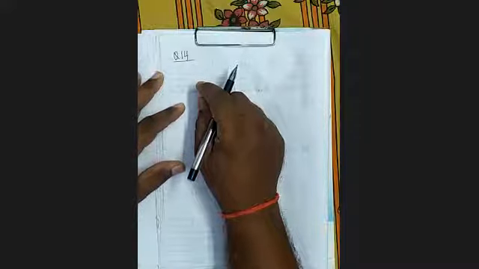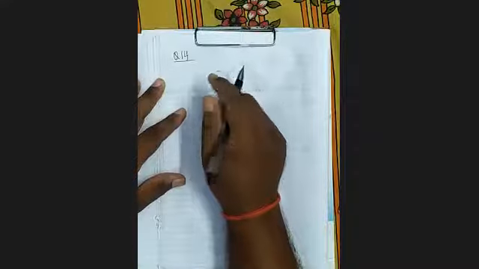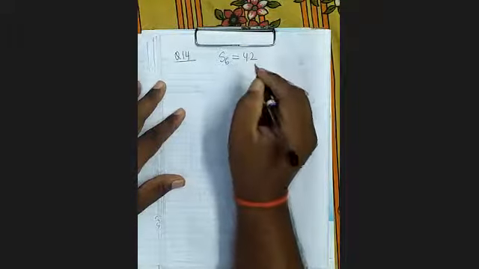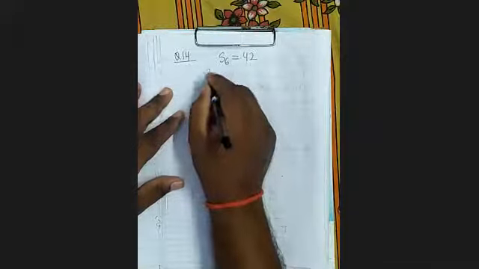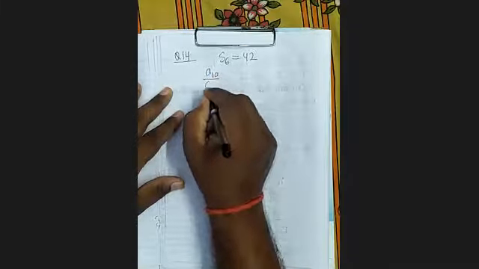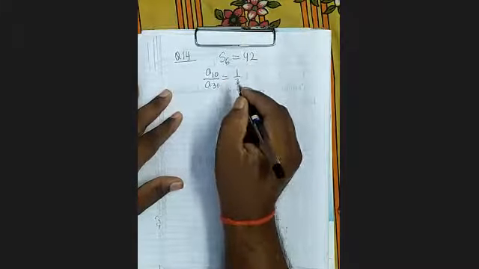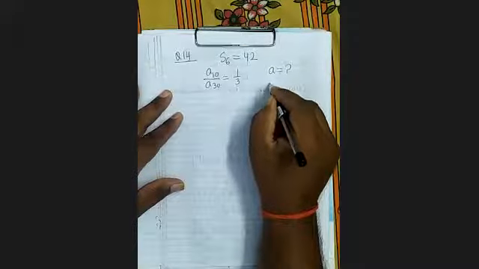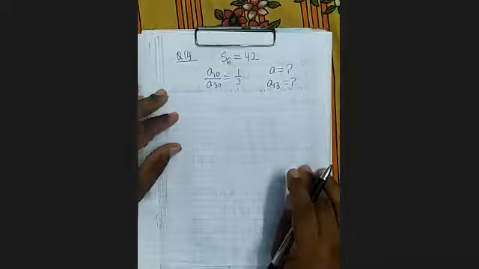Now see here, question number 14. The sum of the first 6 terms of an arithmetic progression is 42. Sum of first 6 terms, that is S6, is 42. The ratio of the 10th term to the 30th term, A10 upon A30, is given as 1 upon 3. Calculate the first and 13th term. You have to find first term and 13th term. It is clear?